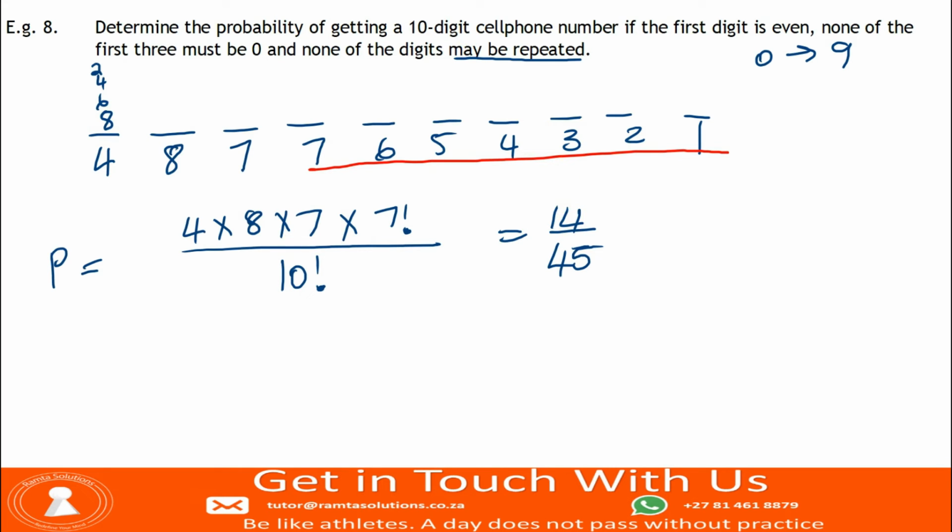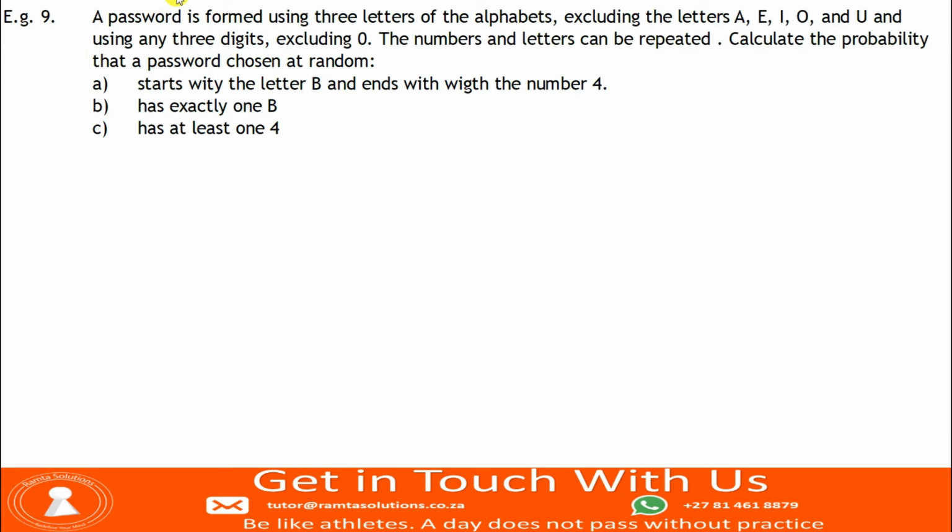All right. Let's go to example 9. Of course, there is example 9. So they say a password. Let me see if I have... okay, I have an extra page for this. A password is formed using 3 letters of the alphabet, excluding A, E, I, O, U, and using 3 digits, excluding 0. So the letters exclude vowels, and the digits exclude 0.